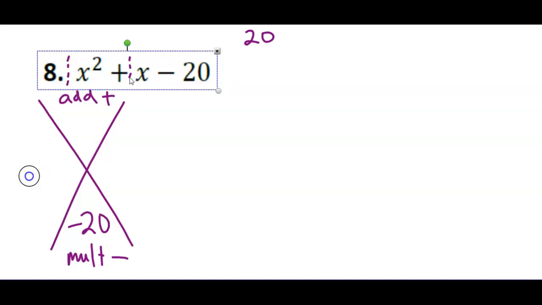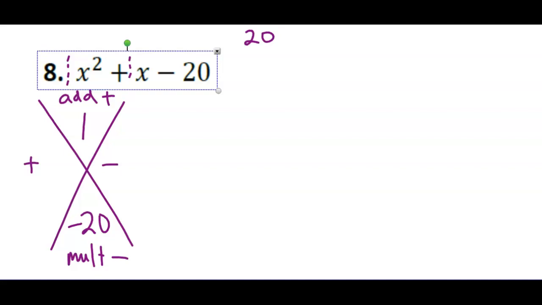Okay, so try and figure this out. We're going to add to a 1. What are you going to have here? Okay, one's going to have to be positive, one's going to have to be negative. Which one's going to have to be which to add to -20? Think about that.